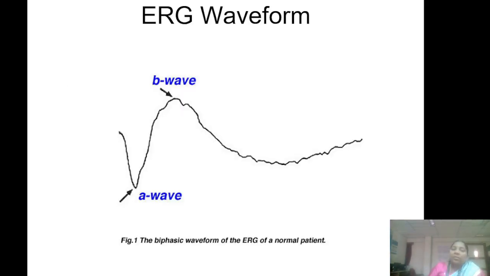This is the actual ERG waveform, which consists of an A wave and a B wave. You can see the A wave is negative and the B wave is positive. That's why we call it a biphasic waveform of ERG. This waveform is for a normal patient.